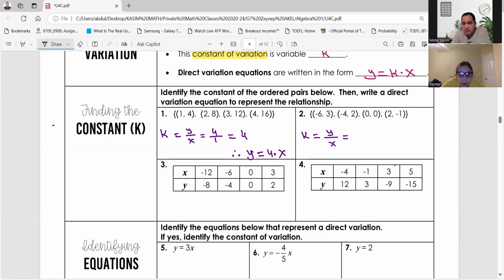The last one, 2, -1. You don't have to simplify this. That is -1 over 2, right? So now we can write the equation. Now, what is the equation? Equation will be y is equal to -1 over 2 times x. Does it make sense?